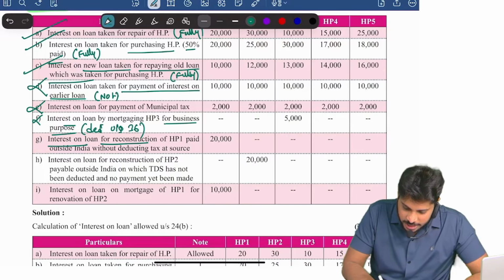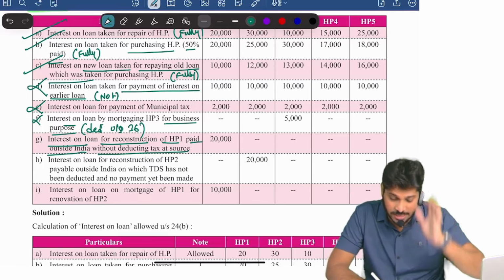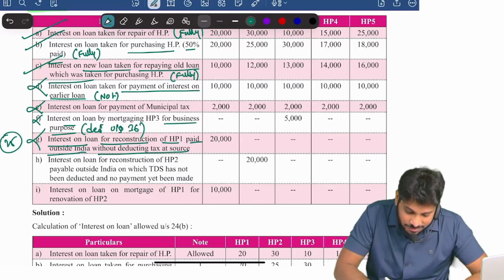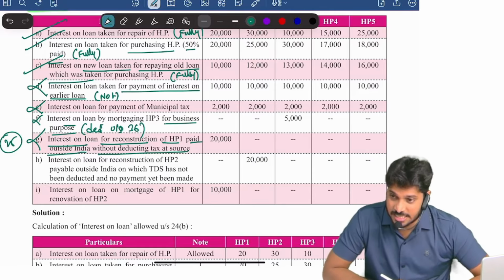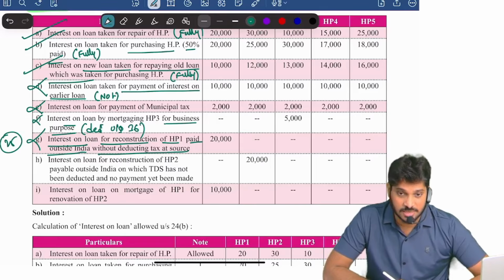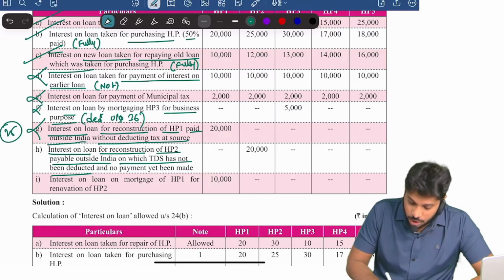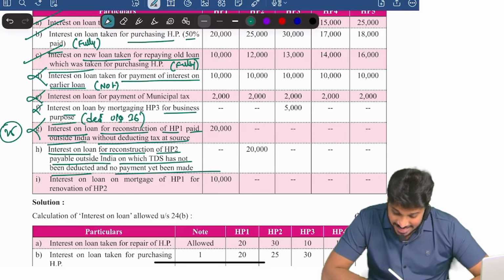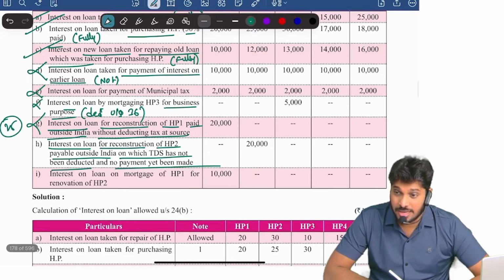Interest on loan for reconstruction of HP1 paid outside India without deducting TDS. Oh, TDS not deducted. Interest paid outside India is not allowed as deduction. Section 25. There is a section called 25. That section says interest is not allowed as deduction without deducting TDS. Interest on loan for reconstruction of HP2 payable outside India on which TDS has not been deducted and no payment is yet made. It doesn't matter, because for interest on loan you get deduction on accrual basis.